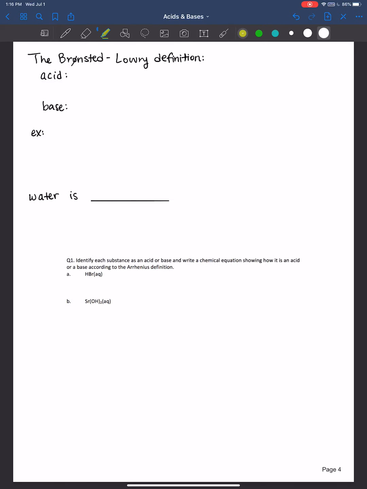A more general definition, and the one that we will typically use in my class, is the Bronsted-Lowry definition. The Bronsted-Lowry definition for an acid is a proton donor. You've already heard me saying that. I'm definitely more comfortable with the Bronsted-Lowry definition. It's more general and more useful in our course here. The base is a proton acceptor. And the reason why I love this definition is that all you have to look at is a transfer of one proton.